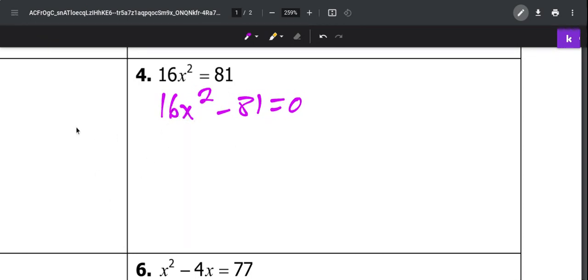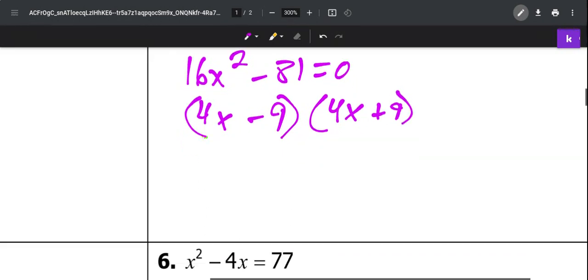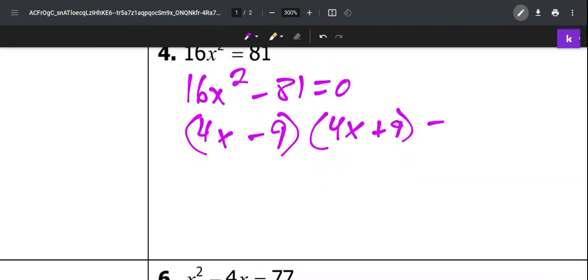So 16x squared, the square root of that is 4x. Then you can take the square root of this second number, which is 9. You put a minus sign in between, and that's your first factor. Then the same exact thing happens for the second factor, except we make it plus instead of minus. All right, so now this is all equal to 0.